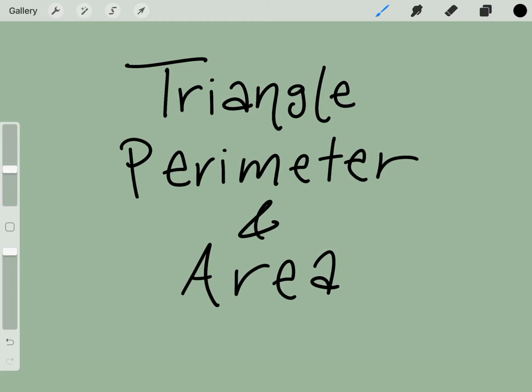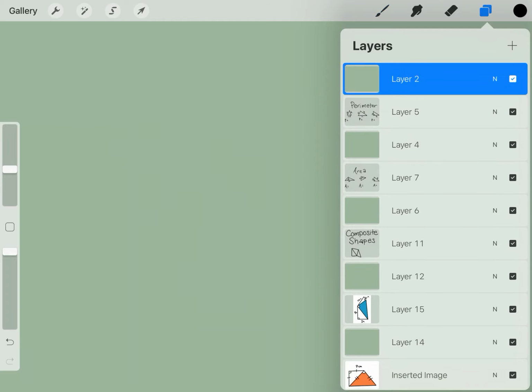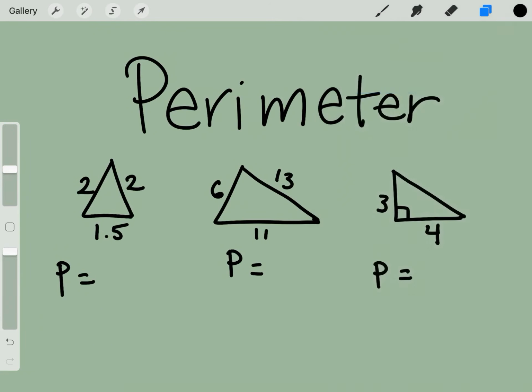All right, so now let's see if we remembered correctly. When it comes to finding the perimeter, all you have to do is add all sides. So for the perimeter of this first problem, you're going to add 2 plus 2 plus 1.5, which gives us 5.5. Since there's not any inches or centimeters or yards, we're just going to label it units. 5.5 units is the perimeter.